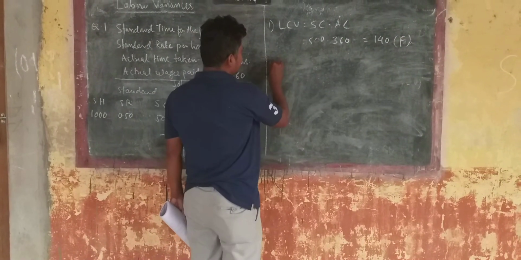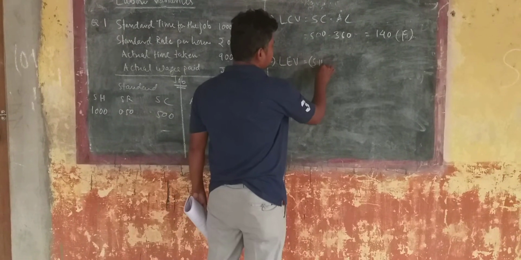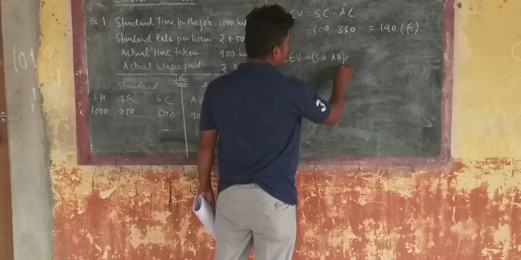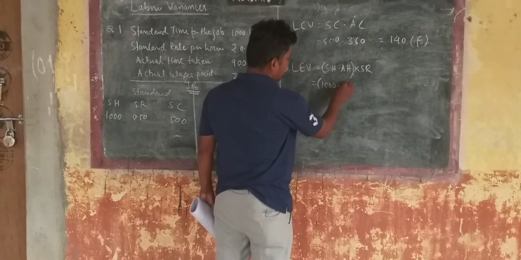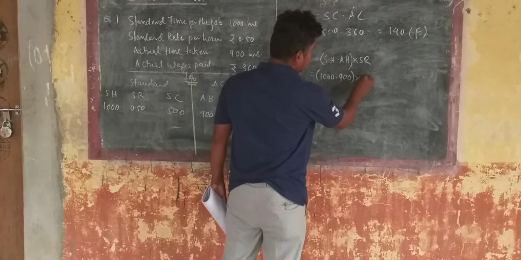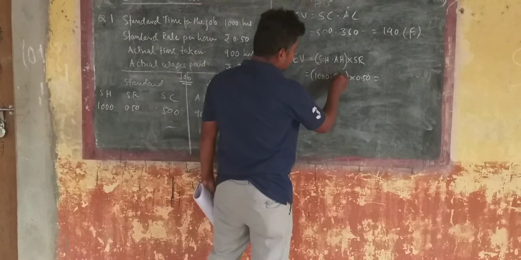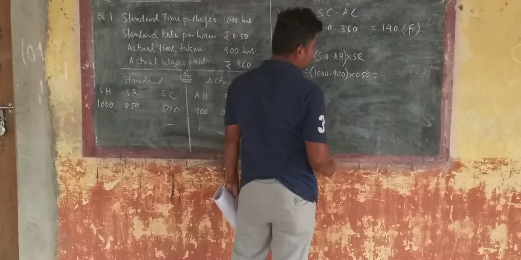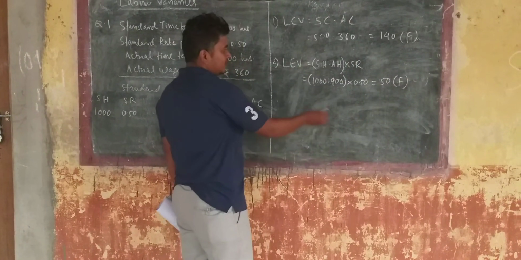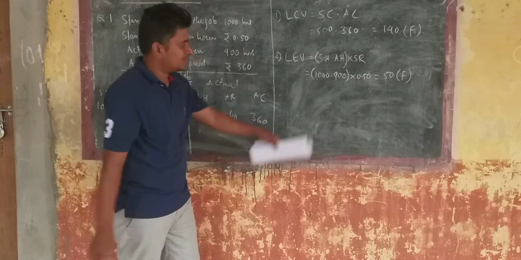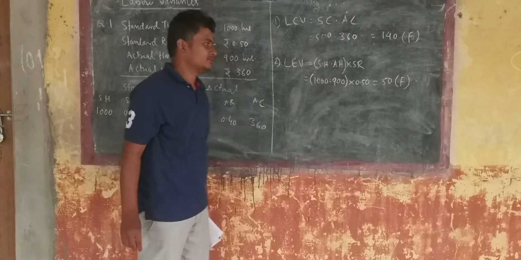Second is labor efficiency variance. What is the formula? Standard hours minus actual hours, into standard rate. Standard hours decided are 1000 and actual hours are 900. Standard rate is 0.5, as you can see from this data. So 1000 minus 900 is 100, into 0.5, is 50. Again, this is favorable. Why? Because हमने standard hours decide किए थे 1000, but actually labor में कितने spend किए? 900. तो 100 hours हमारे पास बचे, that's why the variance is favorable.